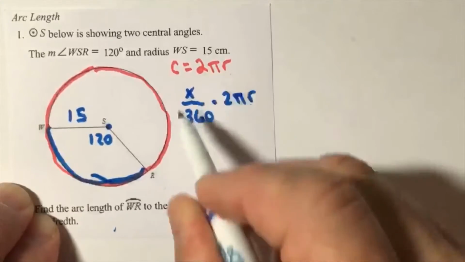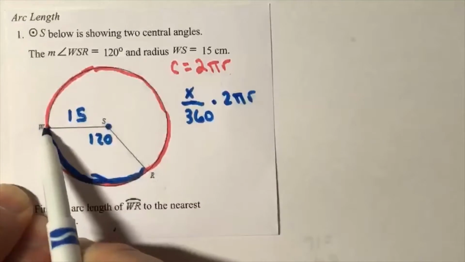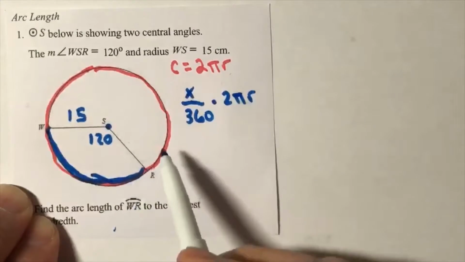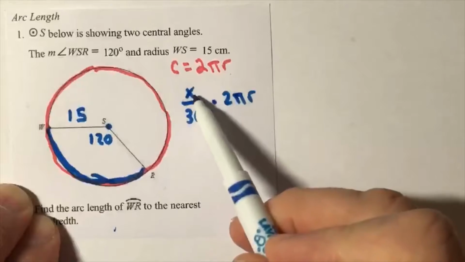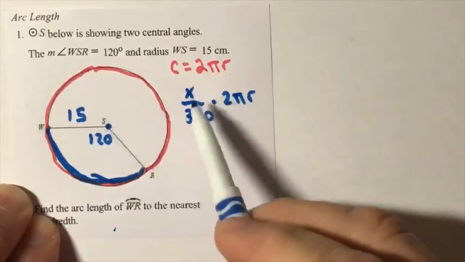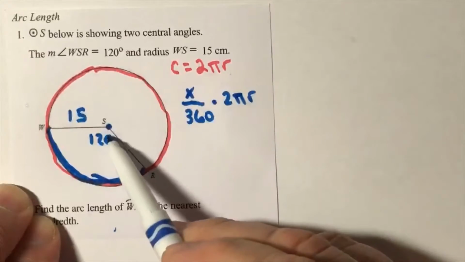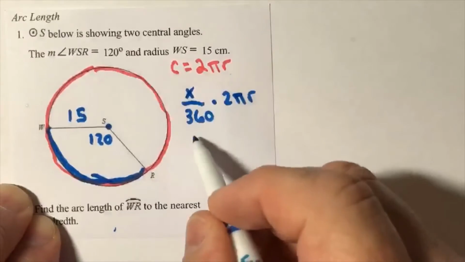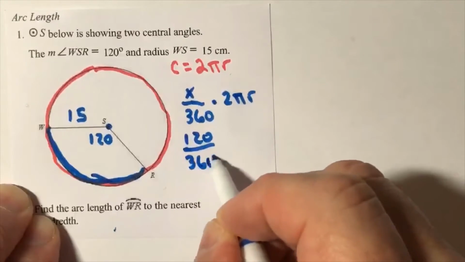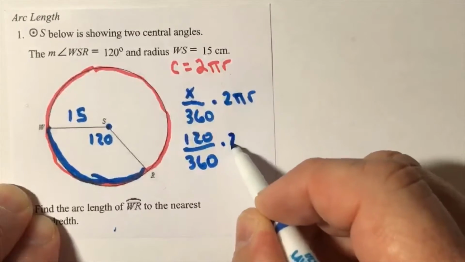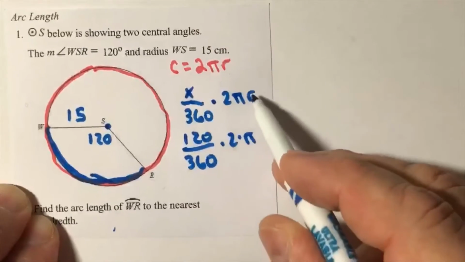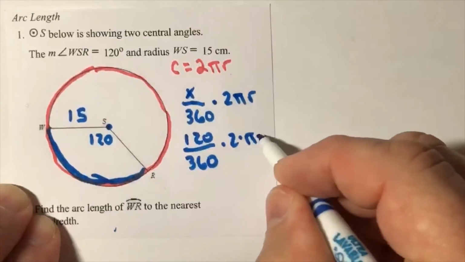Now this formula right here will get us from W over here to R. That's the length we're trying to find. Well, this 120 is always above the 360 because it's in terms of degrees, okay? So you remember the 360 and the central angle will work together. So we'll go ahead and put the 120 here, divide by 360, and then times 2 times pi times, now let's go ahead and replace the R with 15.